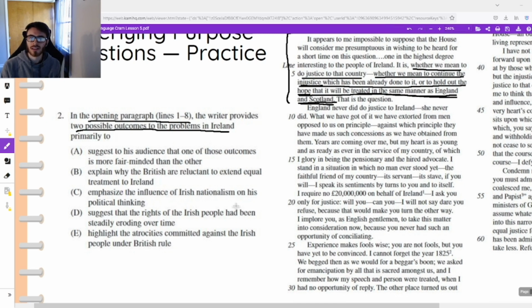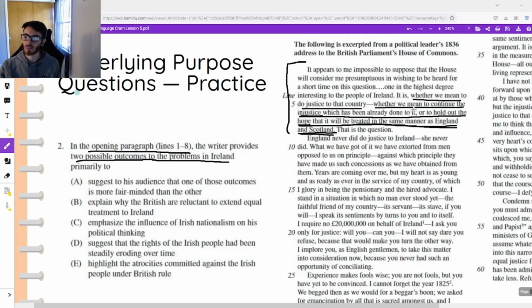A says the writer provides the two possible outcomes to the problems in Ireland, primarily to suggest to his audience that one of those outcomes is more fair-minded than the other. Yeah, I think that works pretty well, right? That's in line with what I just said. And it makes sense, right? One of these is definitely explained positively, one is definitely explained negatively, right? The first outcome is about injustice, the second outcome is about hope and being treated fairly, the same way as England and Scotland. So A, probably correct. Let's hold on to that.